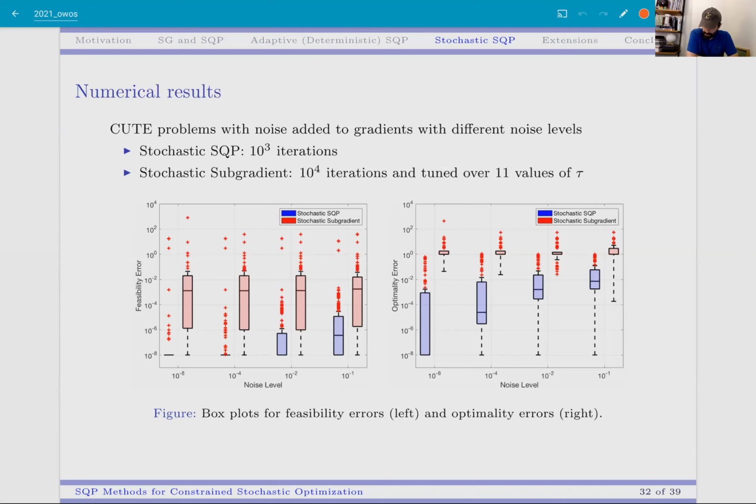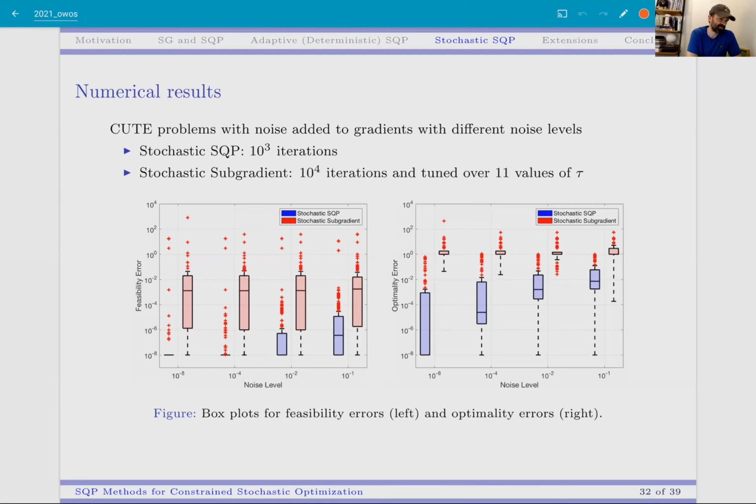So we have done a little bit of experiments on this, and just as a relatively straightforward one, we took some problems from this well-known CUTEst collection of test problems. All we did here, not too sophisticated, was add noise to the gradient estimates. We ran our algorithm for about 1,000 iterations, and then we ran a stochastic subgradient method on a merit function.